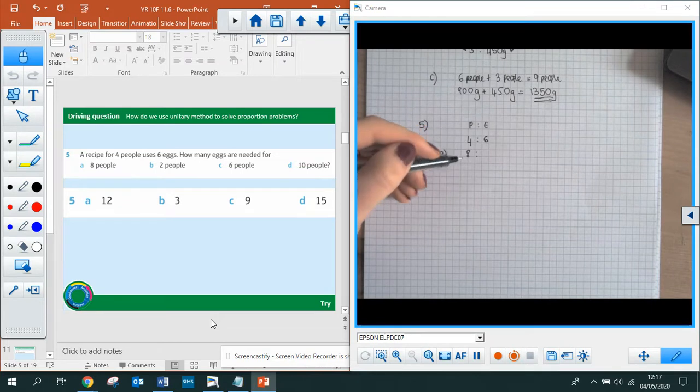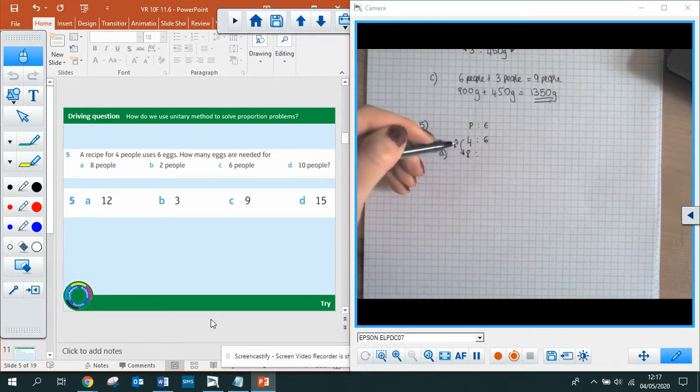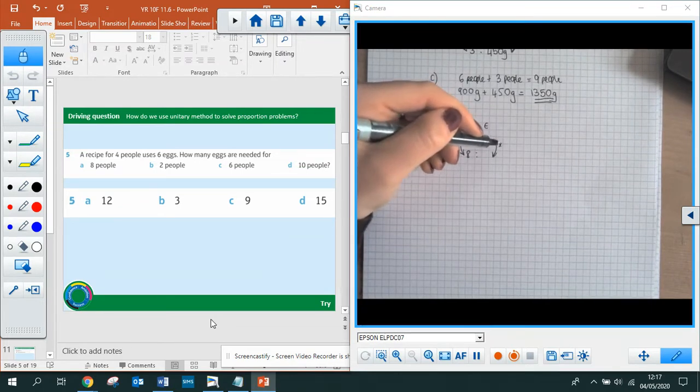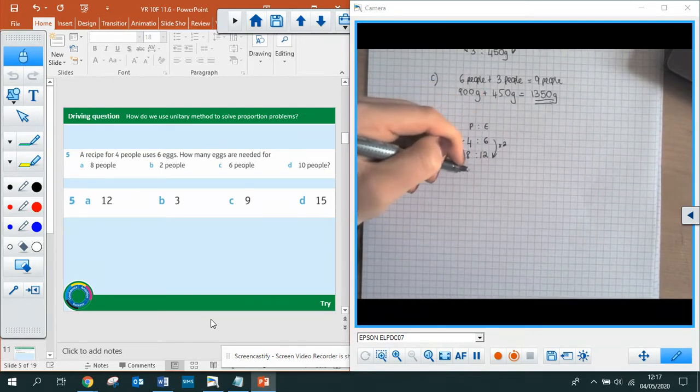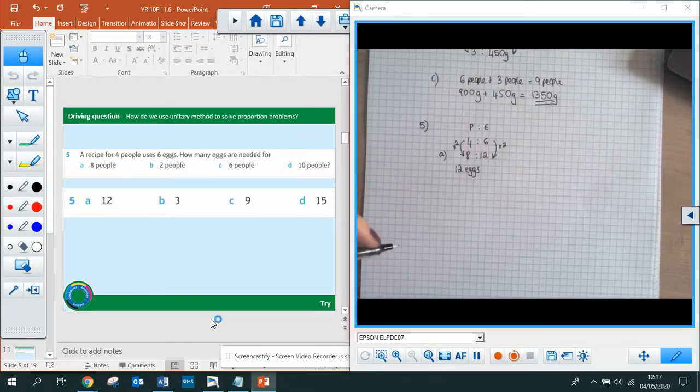Well, how do I get from 4 to 8? I multiply by 2. Therefore, I'm going to multiply my eggs by 2, and I need 12 eggs for part A. Okay, 12 eggs are needed. Okay, part B.